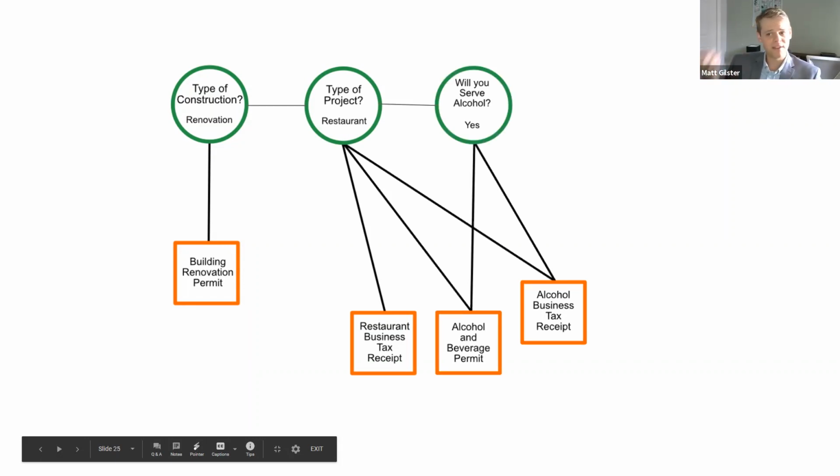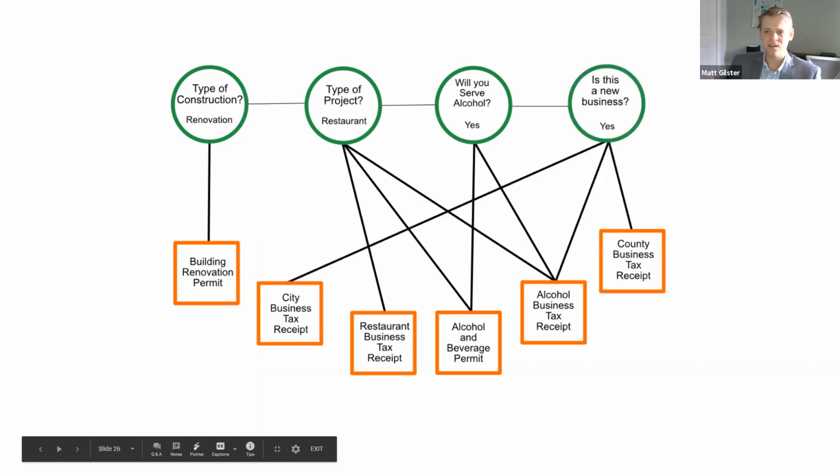The user might not realize all this. It's, oh yeah, I actually am going to be serving alcohol. And, is this a new business? Is this a new restaurant? Oh yes, it is. Okay, well, you're going to need a county tax receipt. You need a city one.